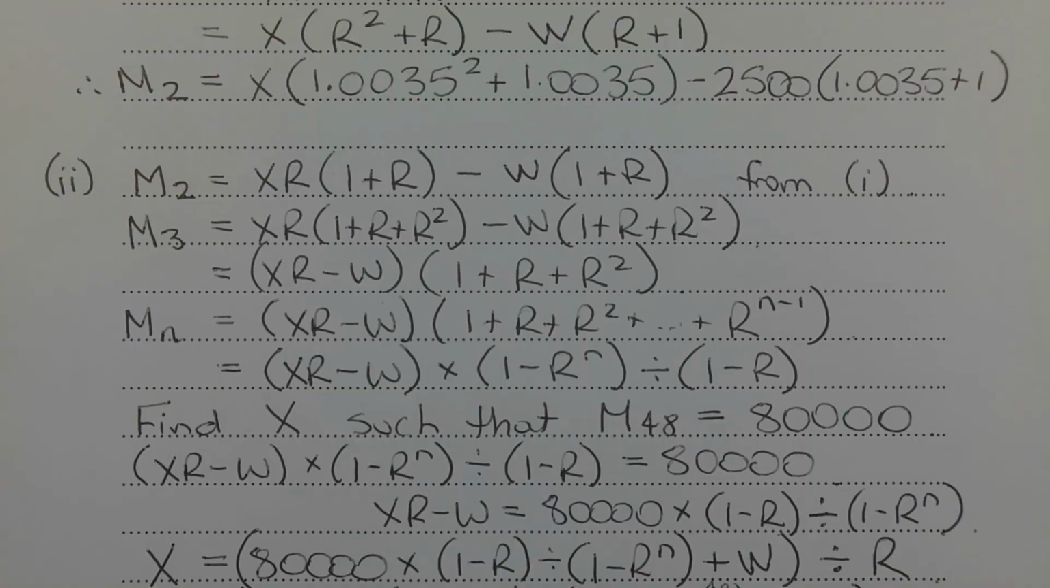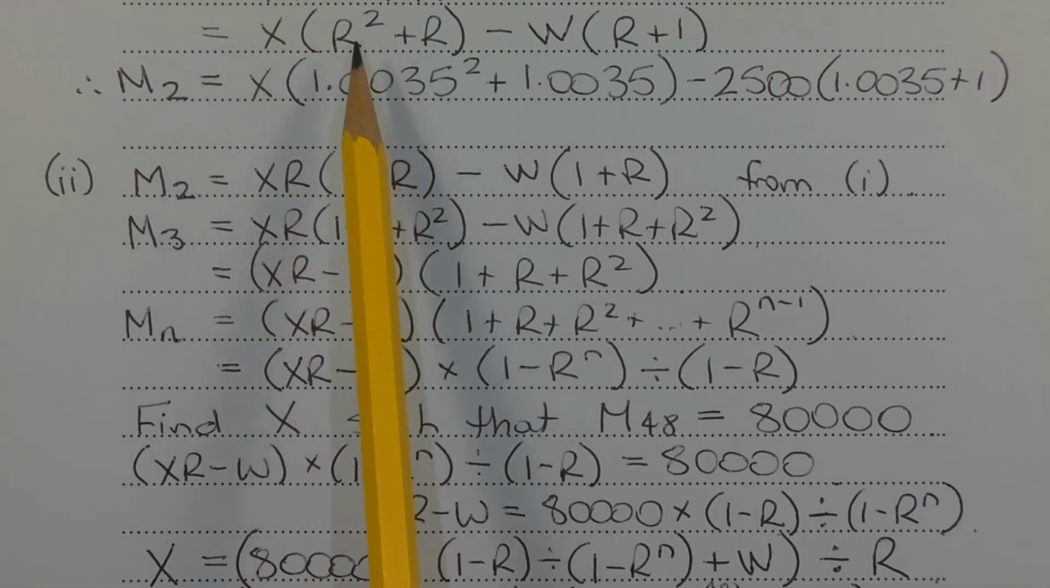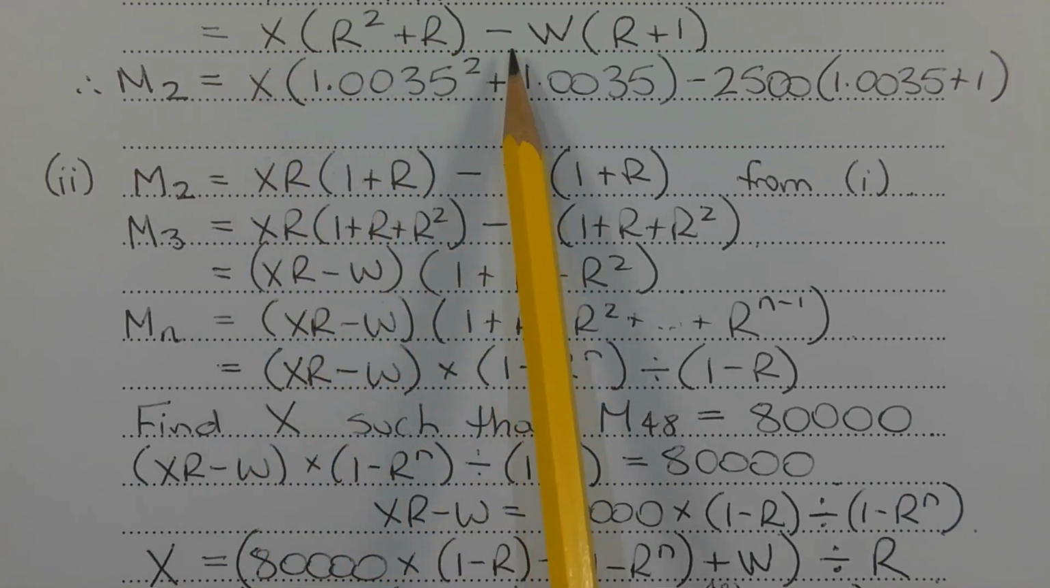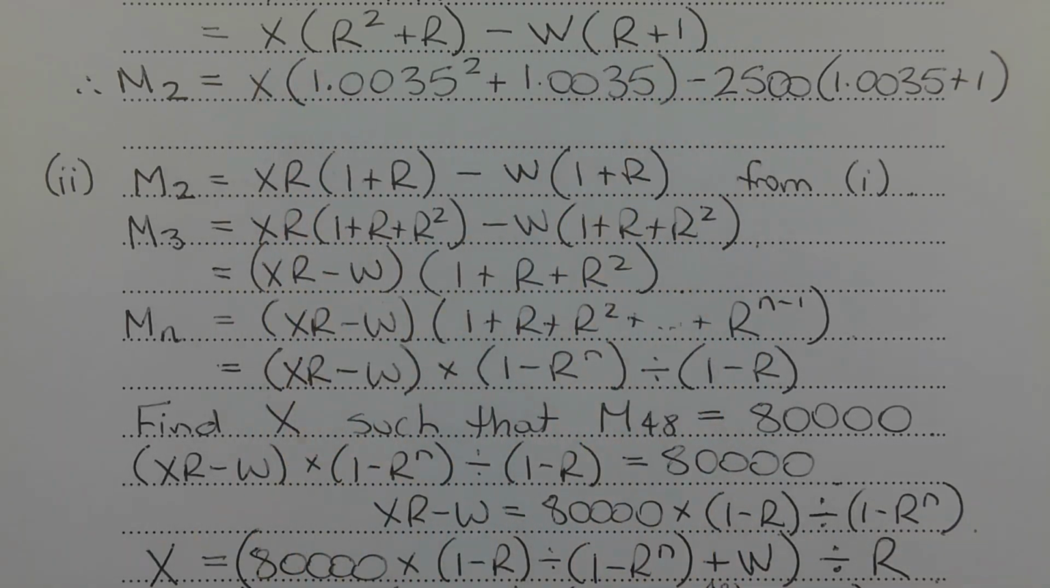To make the pattern that we found in Part 1 a little clearer, I'm going to find an expression for M3. But let's go back to Part 1 for a moment. We got M2 is equal to X(R squared + R) minus W(R + 1) when expressed using the variables. Now I'm going to go back to using the variables and then later on substitute the known values for the variables in order to solve for X.